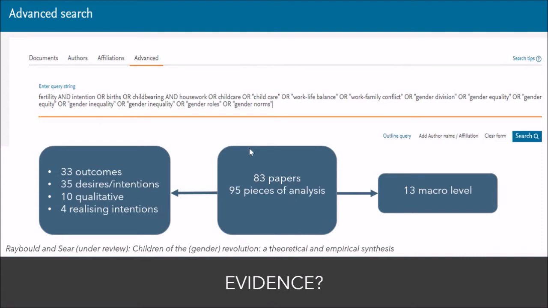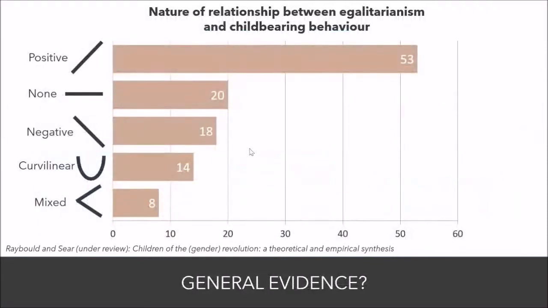I also identified 4 papers that looked at realizing intentions for children. And by this, I mean studies that observe an individual at one point in time, see whether they want to have a child, and then follow them over time to see whether they realize that intention. And this is the variable I think is most relevant to the fertility gap. So generally, this review found overall, despite some heterogeneity, most studies found a positive link between a more egalitarian division of labour, gender roles, etc., and having more children.